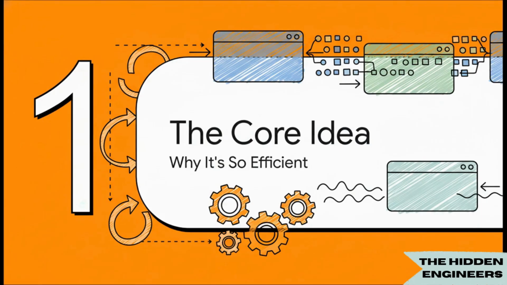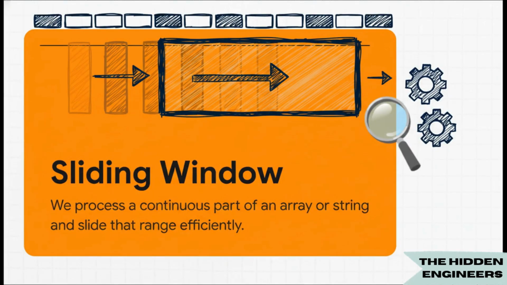What's the core idea here? And maybe more importantly, why is this thing so darn efficient? Think of it like this. It's all about looking at a specific chunk, or a window, of data, like a part of an array or a string. But here's the magic. Instead of doing all the math from scratch every single time you move over one spot, you just slide. You reuse the work you've already done. It's all about being smart, not working harder.